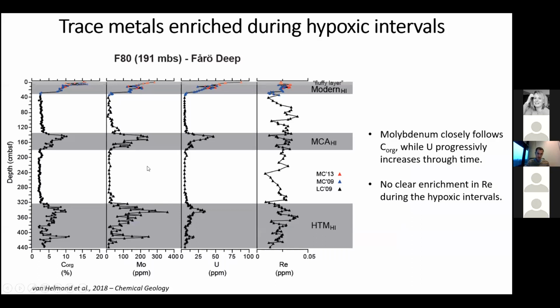So we see molybdenum is nicely enriched, and actually it scales pretty good with organic carbon. And interestingly, uranium is enriched more and more during these intervals, which maybe indicates that anoxia is increasing, so that anoxic conditions or deoxygenation is strongest in the modern event. And interestingly, rhenium, another trace metal that can be used as a redox proxy, is not showing any enrichment. So that's also interesting to note.